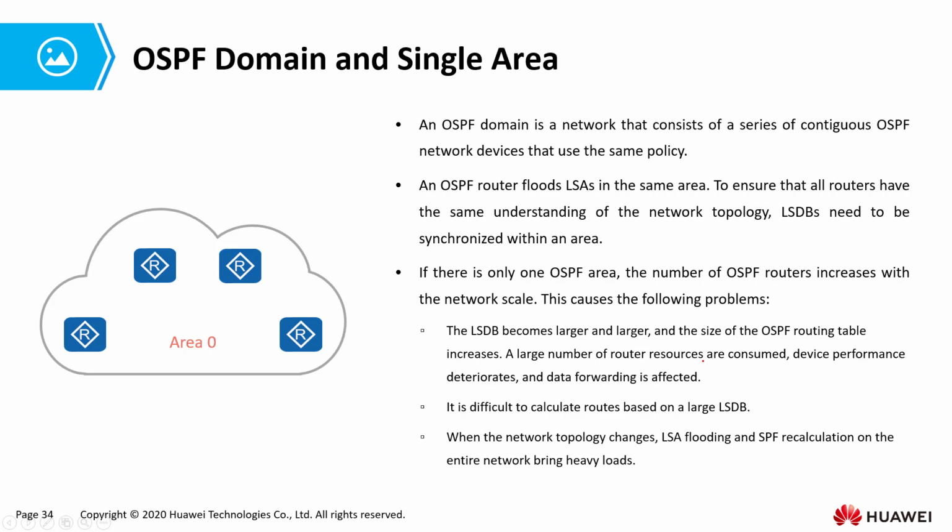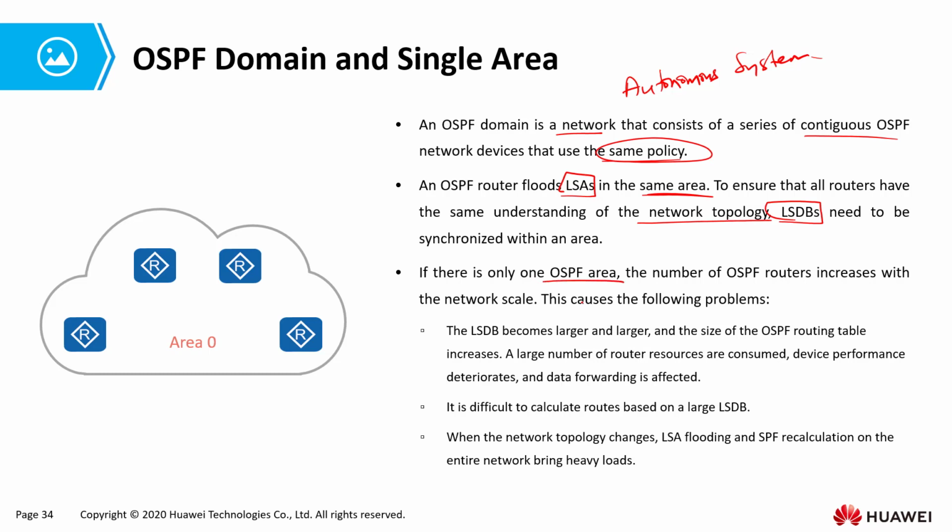So let's talk about the concept of the OSPF domain and the single area. An OSPF domain is a network that consists of a series of contiguous OSPF network devices that use the same policy. An OSPF domain is, in other words, called the OSPF autonomous system. An OSPF router will flood link state advertisements in the same OSPF area. We talked about the concept of the OSPF area to ensure that all routers have the same understanding of the network topology. In order to ensure that, link state databases need to be synchronized within an area. Only within an area. And as I said earlier, that is the whole instance of area.